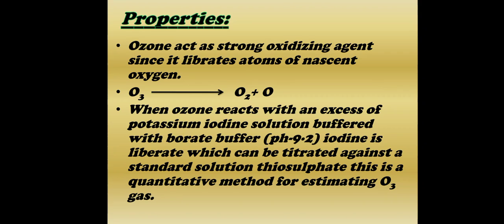When it reacts with excess potassium iodide solution buffered with borate, iodine (I2) is liberated, which can be titrated against a standard solution of thiosulfate, called hypo, and this method becomes the base for the quantitative estimation of O3 gas. That means the amount of O3 present can be estimated by titrating the iodine produced by the reaction of ozone with KI against hypo solution.